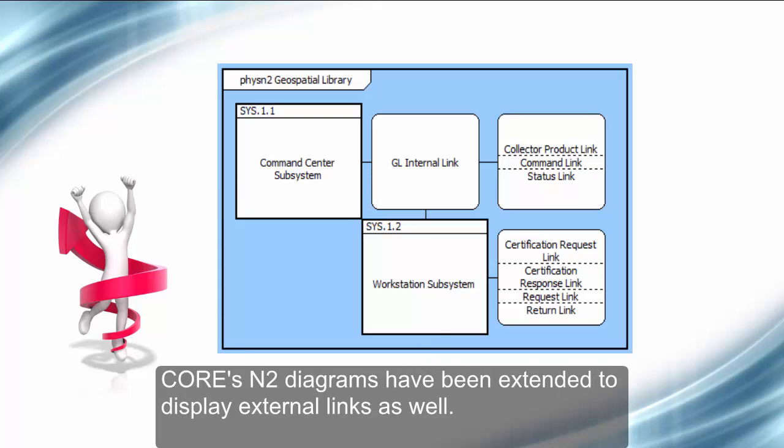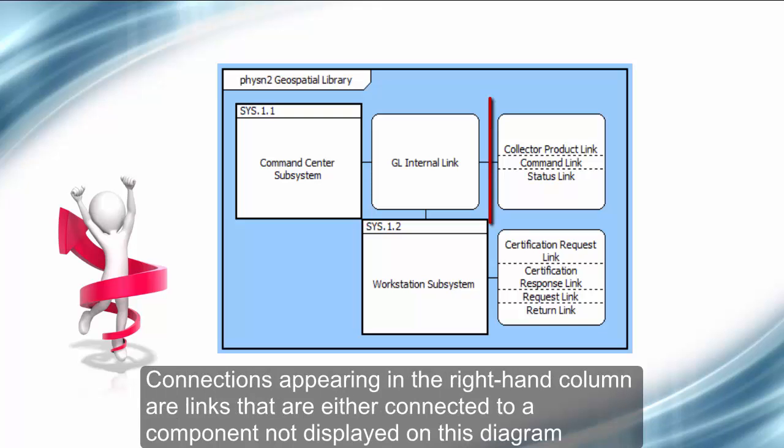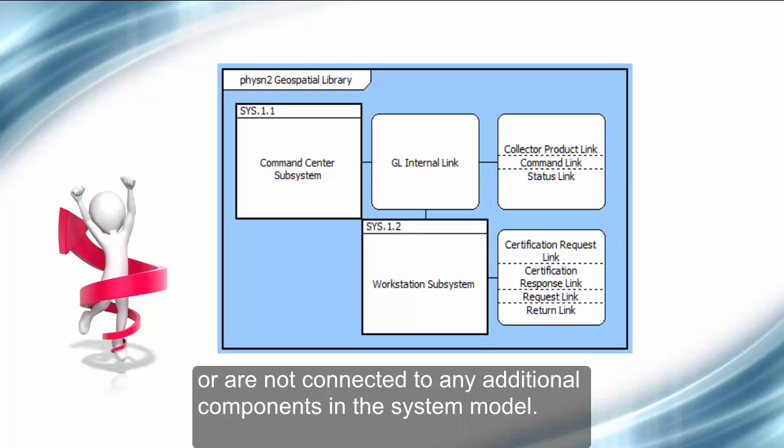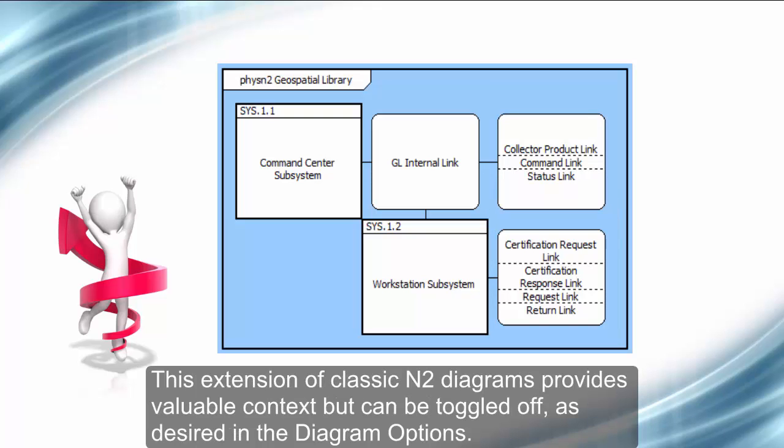Core's n-squared diagrams have been extended to display external links as well. Connections appearing in the right-hand column are links that are either connected to a component not displayed on this diagram, or are not connected to any additional components in the system model. This extension of classic n-squared diagrams provides valuable context, but can be toggled off, as desired in the diagram options.